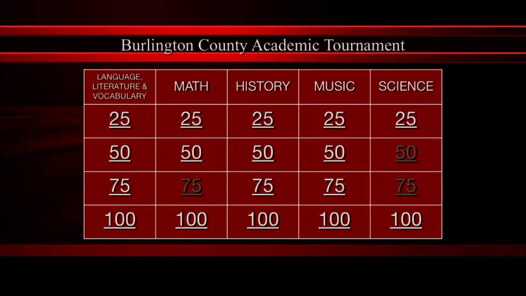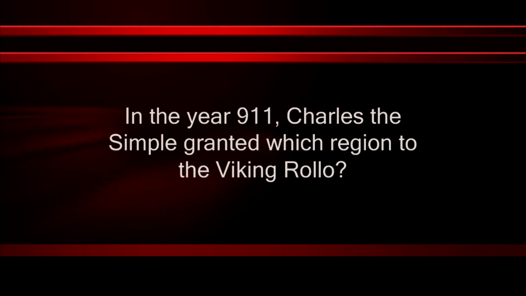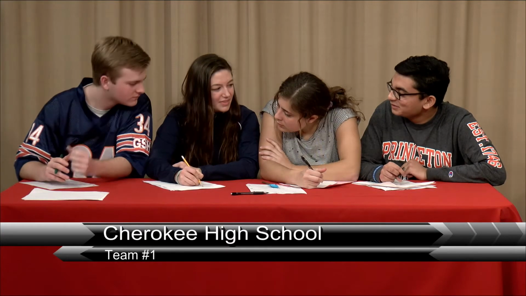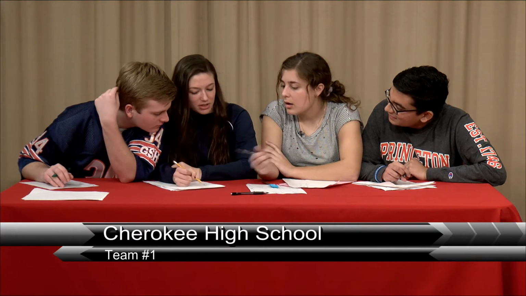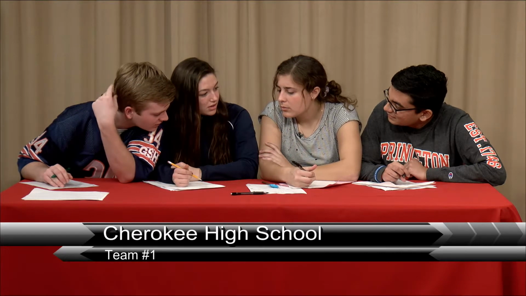History for 50, please. In the year 911, Charles the Simple granted which region to the Viking Rollo? Greenland. That is incorrect. So Lenape, you have a chance to steal. Brittany. It is not. The correct answer was Normandy.